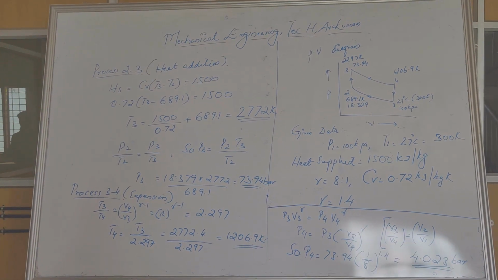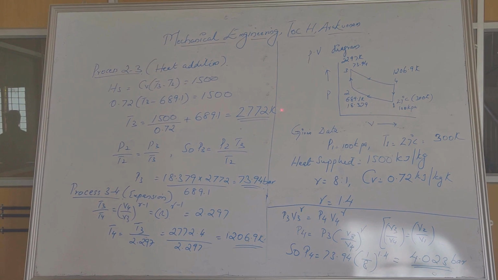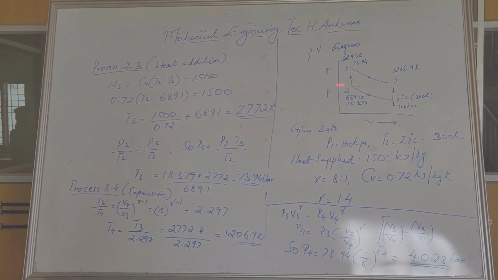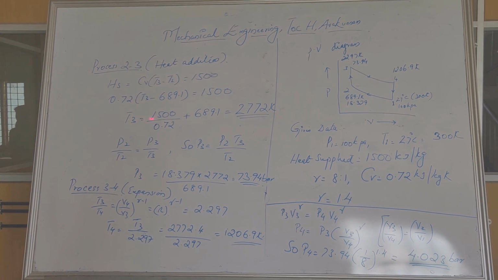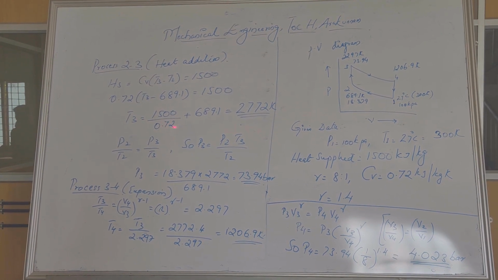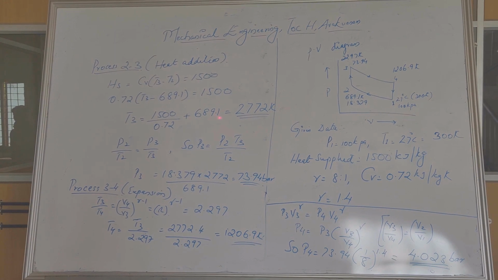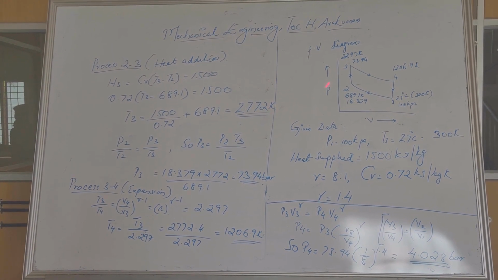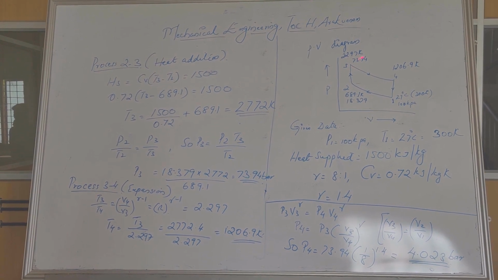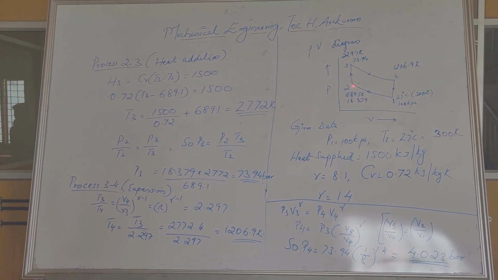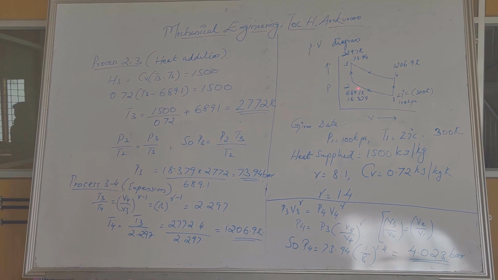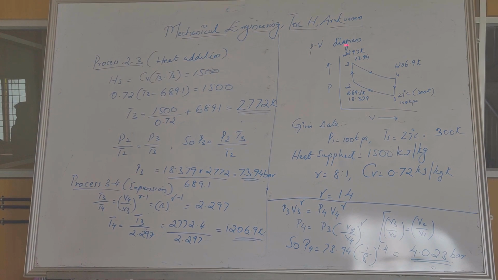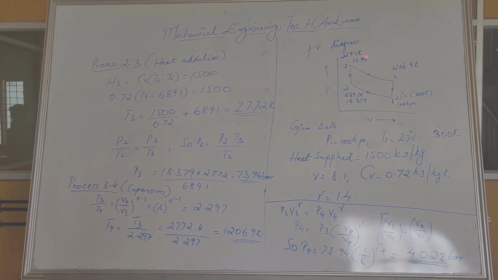Now when you substitute the values, you can get the temperature at point 3. T3 will be 1500 divided by 0.72 plus 689.1. That gives you the value of 2772 Kelvin. So the temperature at point 3 is now known to you. You can see that from 689.1, when you add heat, the temperature has increased.